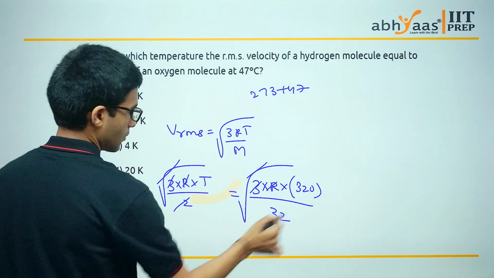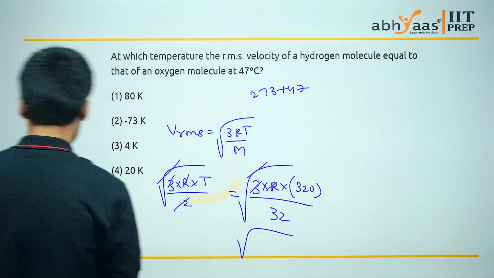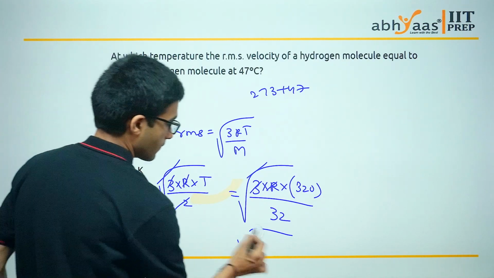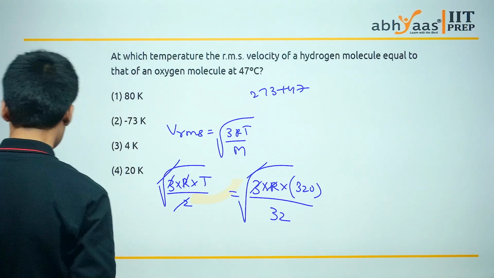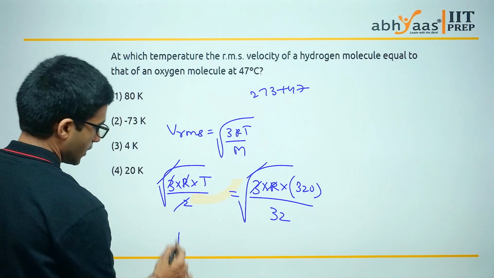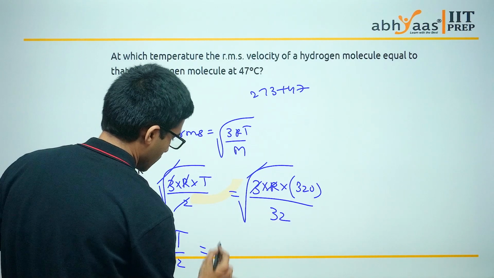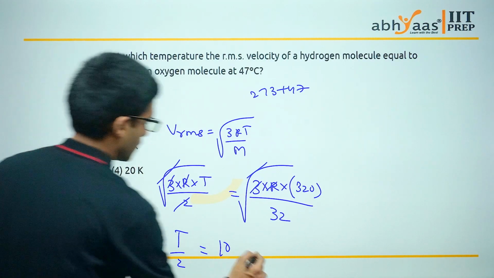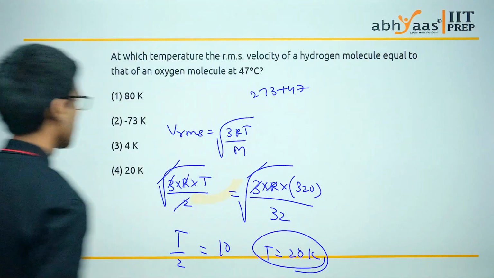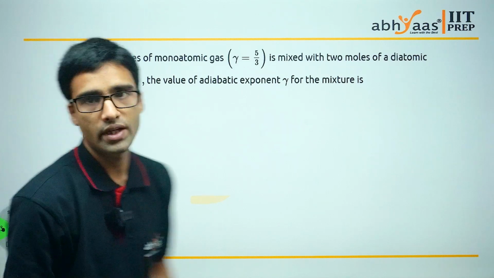So 6, what happened? The root is cancelled. Okay, I'll just erase this. Then T by 2 equals 320 by 32, which is 10. So T is equal to 20 Kelvin. Directly you got it. Simple question. Only if you know the RMS velocity, you will get the answer.